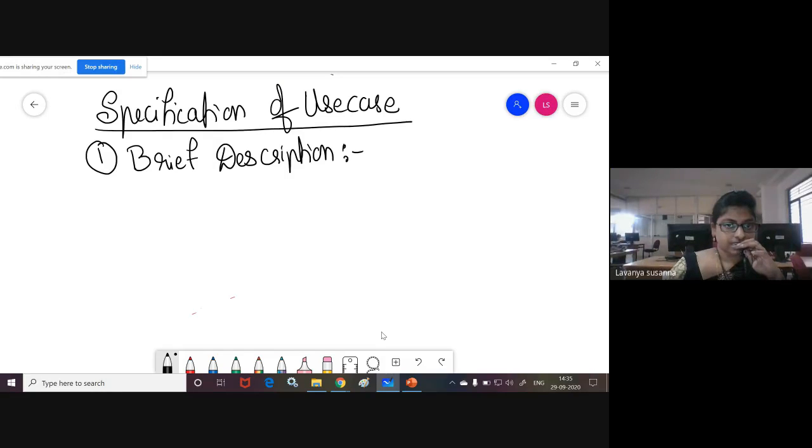For example, take login. What is the description of login? The user logs into the system, right? You need to write 2 or 3 sentences only. A brief description about the use case. What is the use case providing? What is the functionality of the use case? Take login. What you need to write? The user logs onto the system. That's all. Something like that.